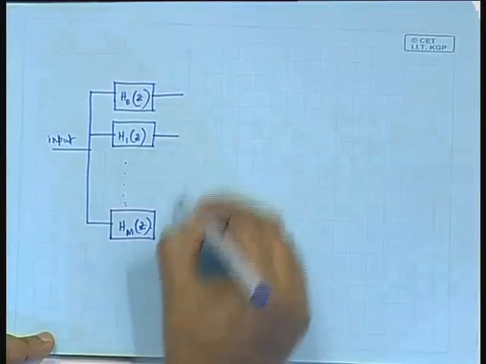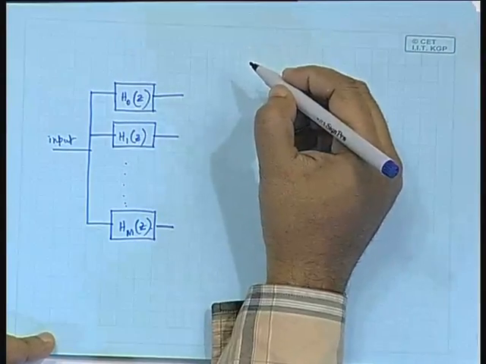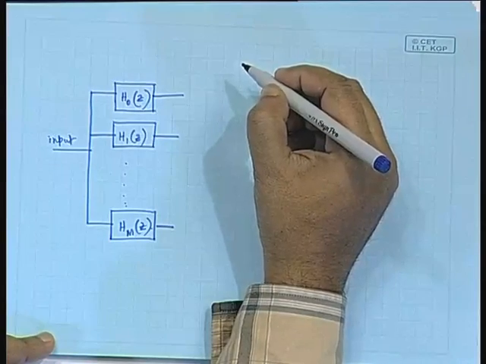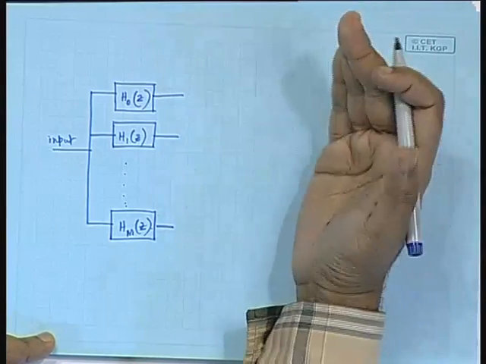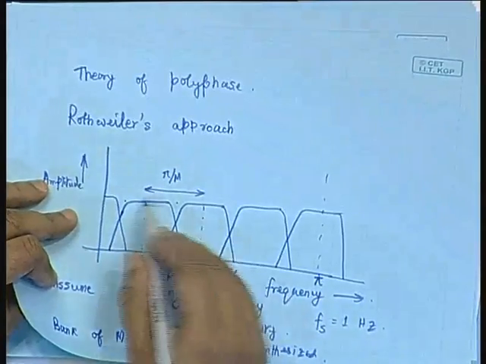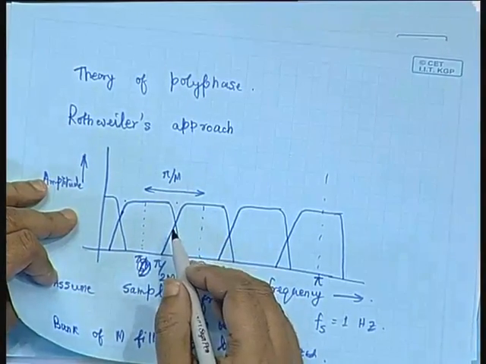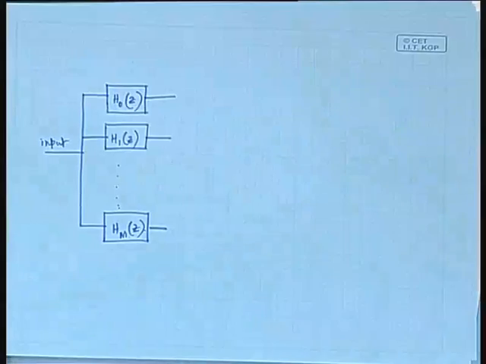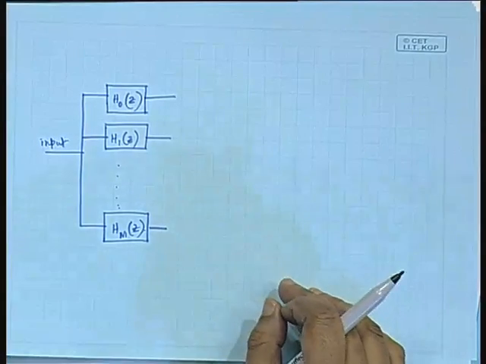And because each of these bands happens to have 1 upon m times the original bandwidth, there are m different filters. The total frequency range is pi, and each of them, as I have already shown you, covers only pi by m as the bandwidth. So, each filter bank has a bandwidth of pi by m.